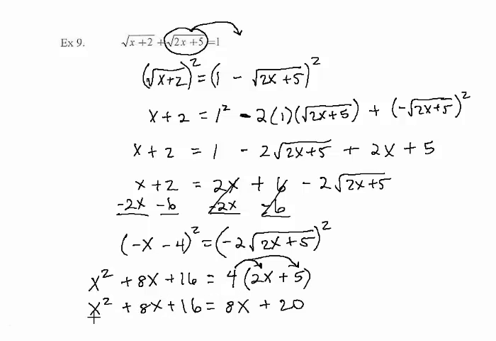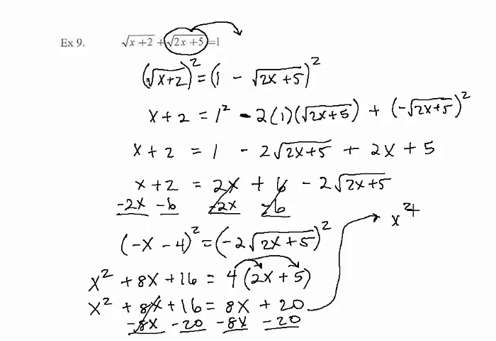And with our equation having an x squared term, we'll move everything to that side and put our equation in standard form. So that involves subtracting 8x and subtracting 20 from both sides. On the left, we get an x squared. The 8x is canceled, and we get a minus 4. And we have a 0 on the right.